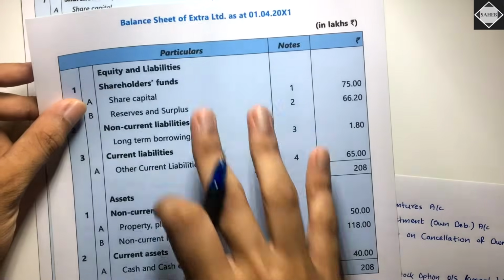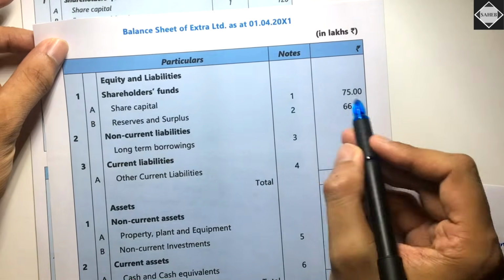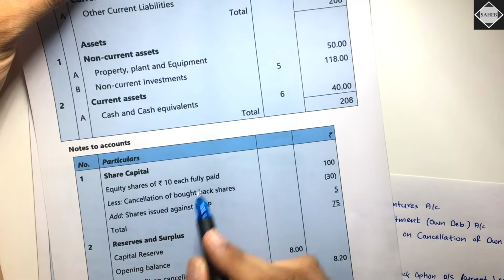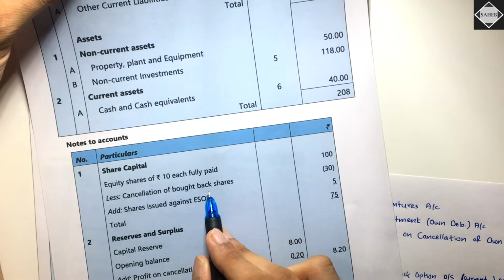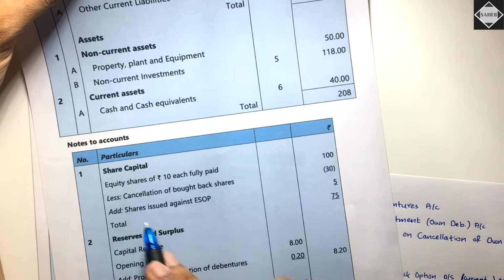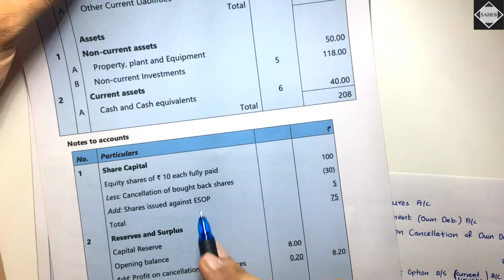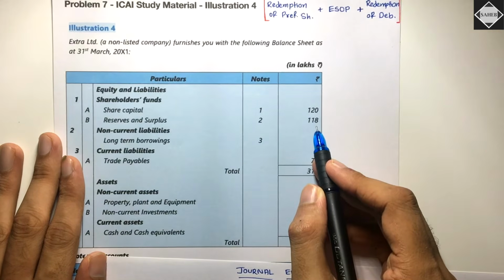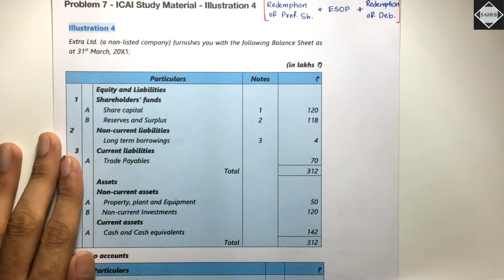Okay, see here, this is the new balance sheet. Share capital 75 lakhs. If you will see in the note, equity share of 10 each fully paid less cancellation of bought back shares minus 30 and then plus 5 because of ESOP, 75. Is that clear? This is how you have to do it. Then see reserves and surplus. Note number 2, 118 lakhs was there in the question.